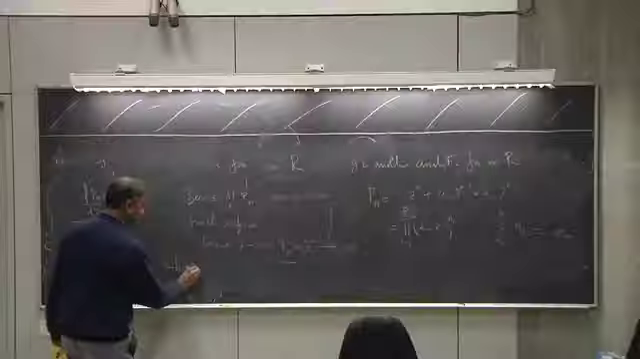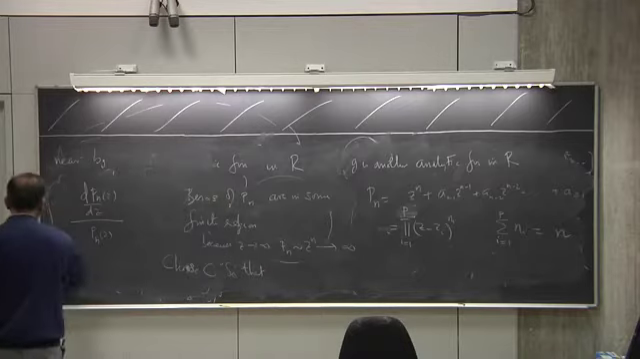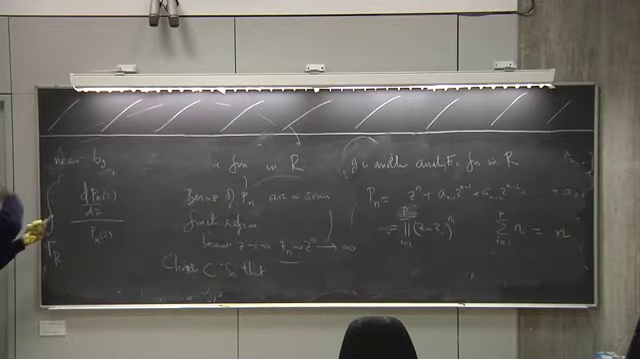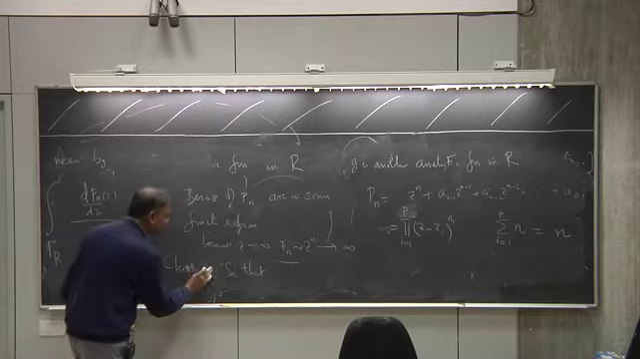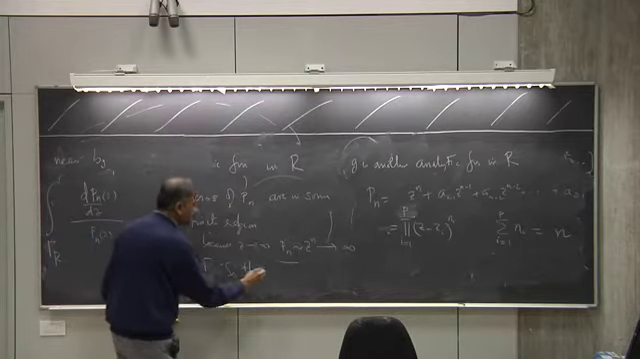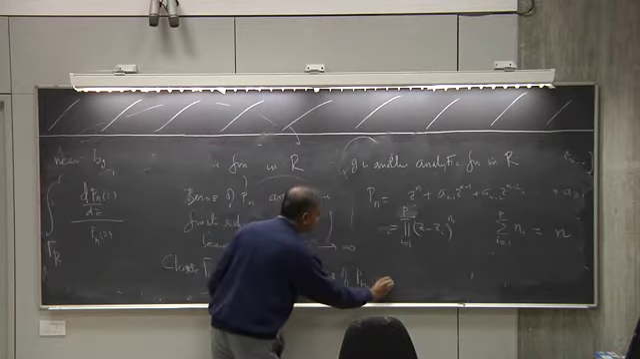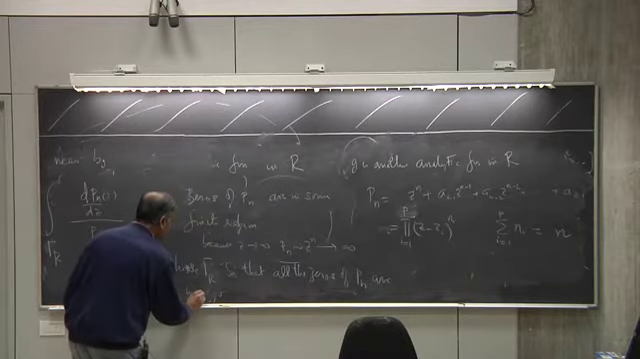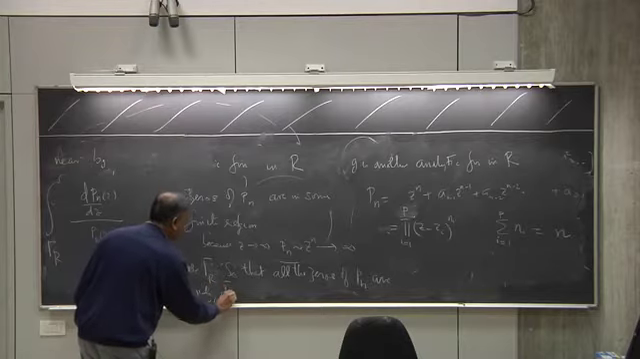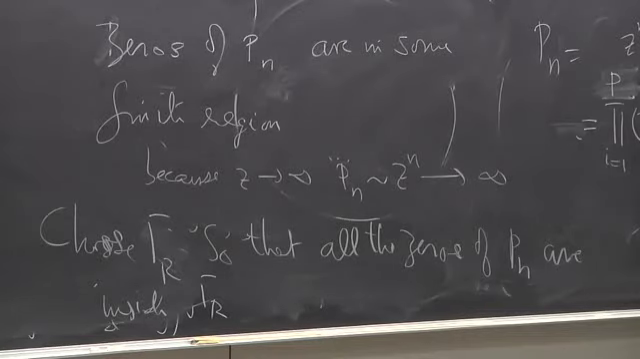so that C is, let us say some circle, let us take gamma r, a closed circle. Choose gamma r so that all the zeros of Pn are inside gamma r. Okay. Then okay, so then what?